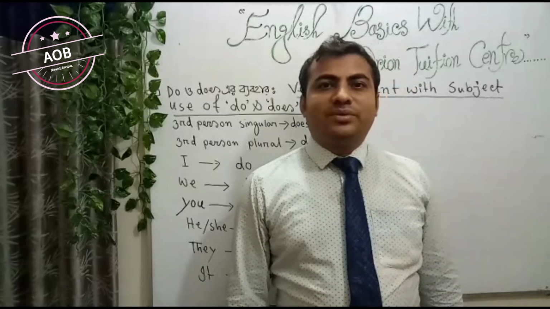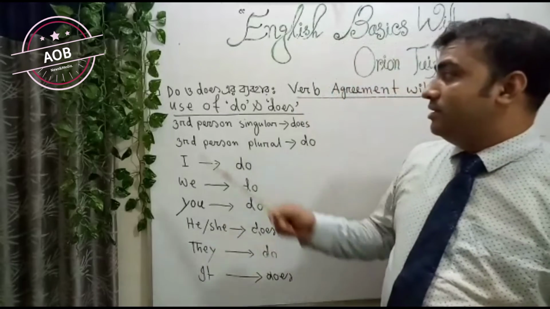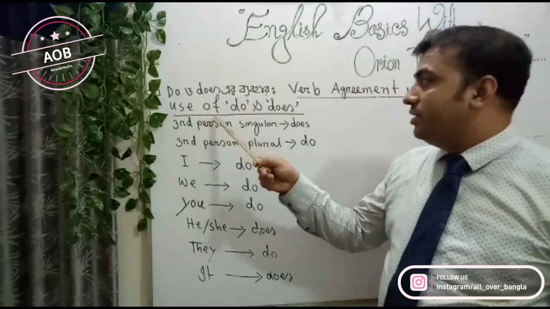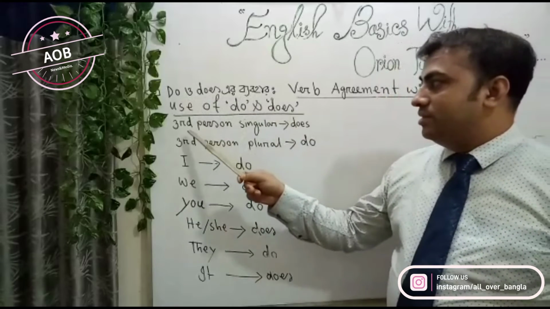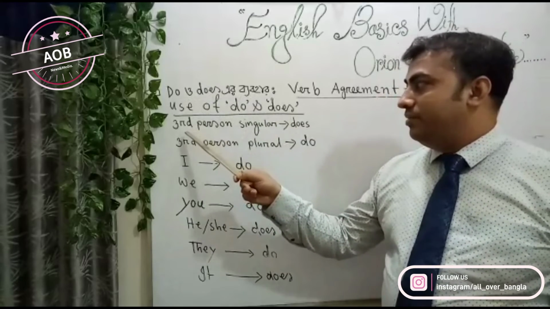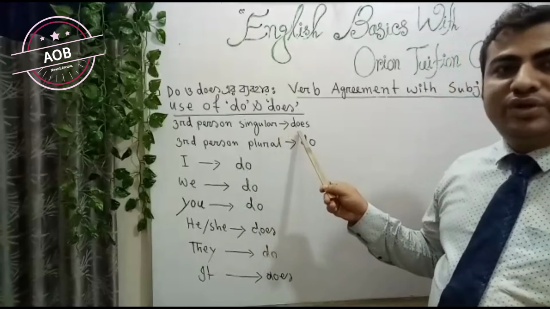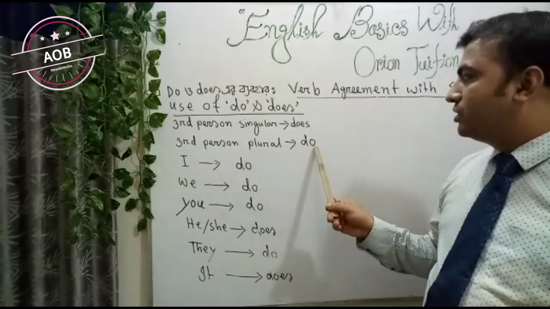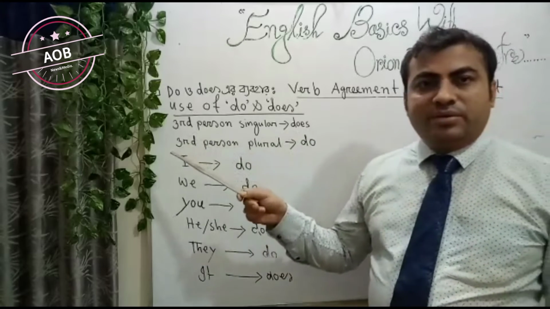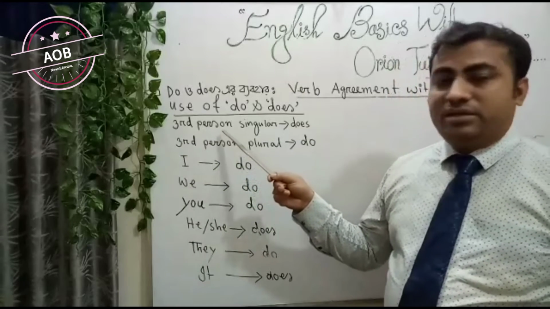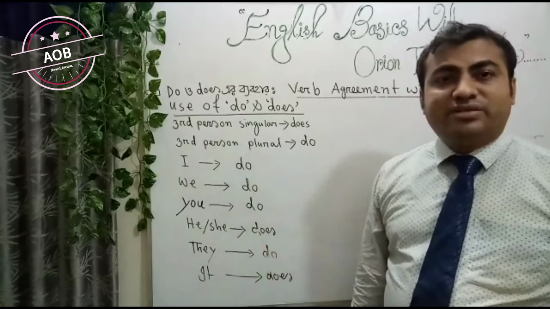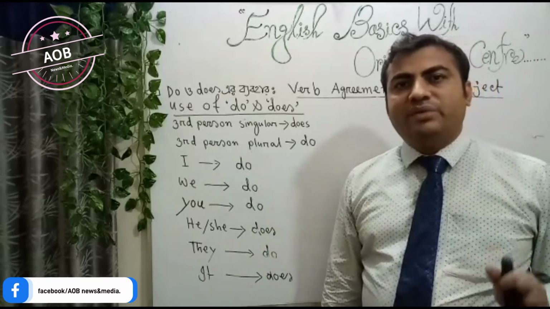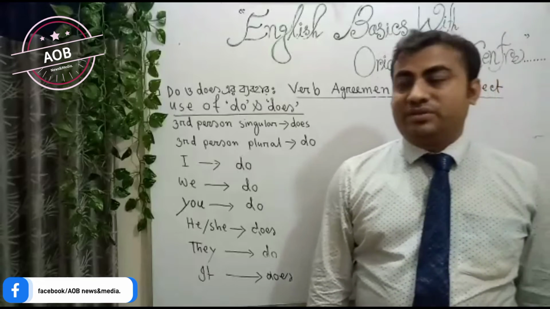Now we would like to talk about do and does. So it's very important, the use of do and does. The learners, look at the board. If it is third person singular, we will use does. If the subject is third person plural, we will use do. So you have learned it before. What is third person singular number? You know, without first and second person, everything in the world is called third person.